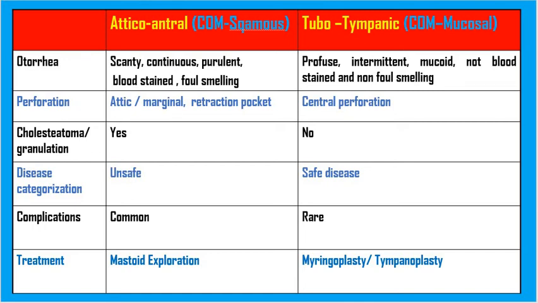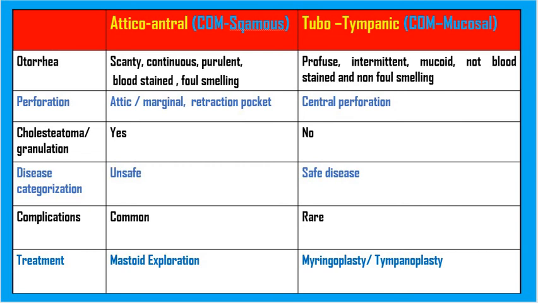Atticoantral type is also called unsafe disease because it can lead to complications due to bone erosion, and tympanic type is called safe disease because there is very little chance of complications due to this disease except perforation of pars tensa and hearing loss. In atticoantral disease, there are high chances of complications because, as we have already said, the disease can extend from the ear to other surrounding areas due to bone erosion or sometimes by the blood vessels. The chance of complications in tympanic type is rare. It is also called safe disease.